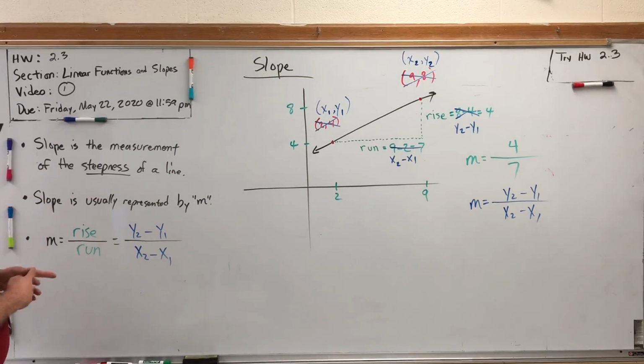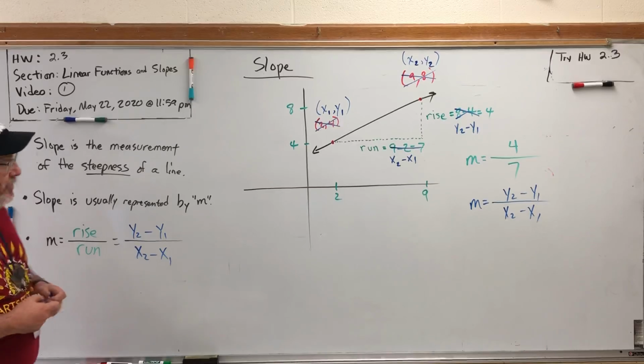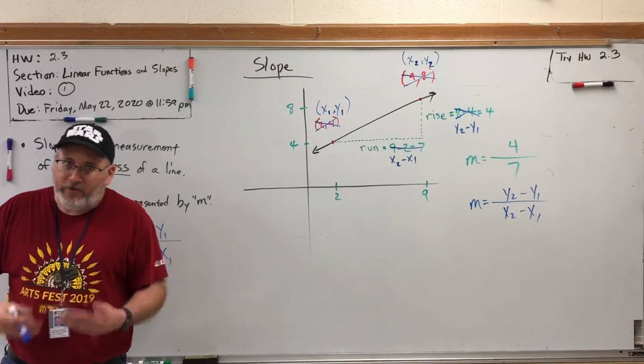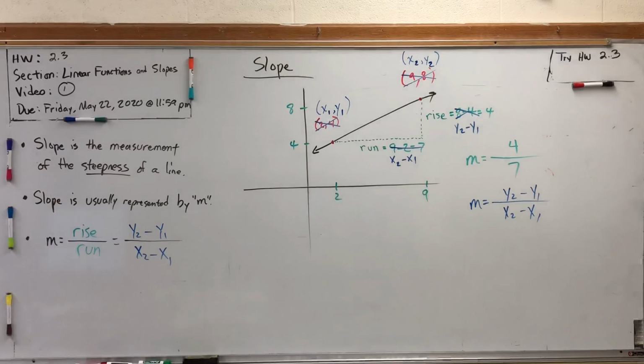In the next video, we'll look at a few specific examples of calculating slopes and what it means about a line based on whether its slope is positive, negative, 0, or one other case.